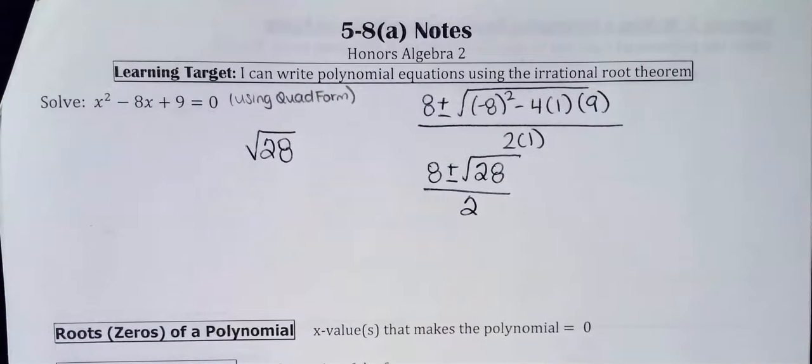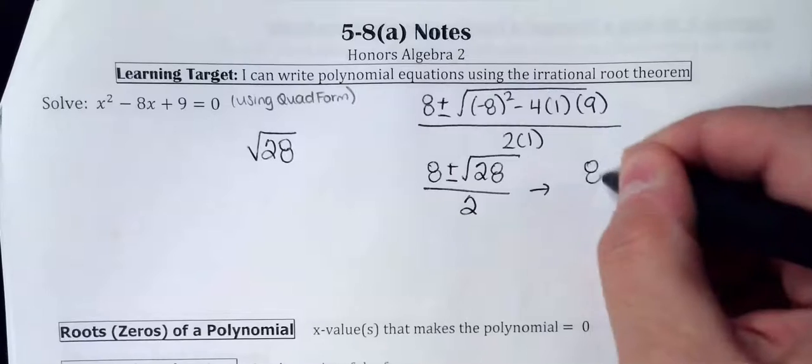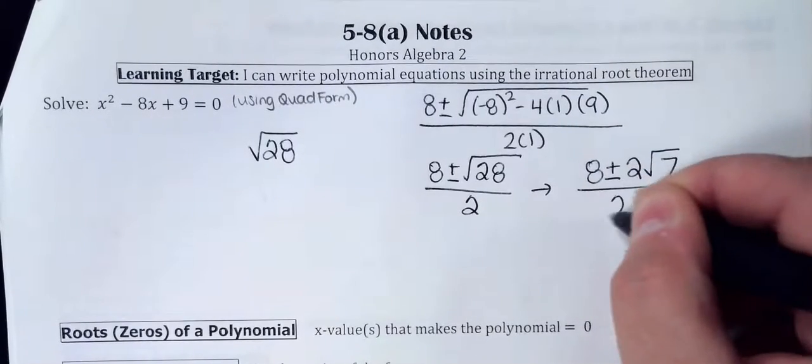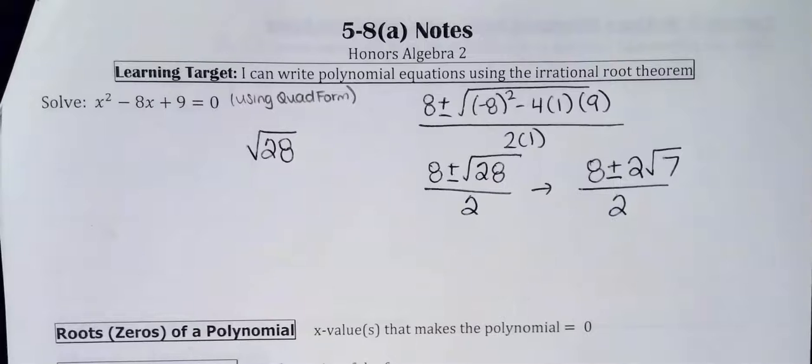Okay, could anybody raise your hand and tell me, how would you rewrite the square root of 28 so it was in simplest radical form? Like if we used a factor tree or something like that. 2 roots of 7. Okay, so I'd have 8 plus or minus 2 roots of 7. Everybody over 2. Okay, could I simplify what I have there with the radical and the 8? Okay, what would you write down?